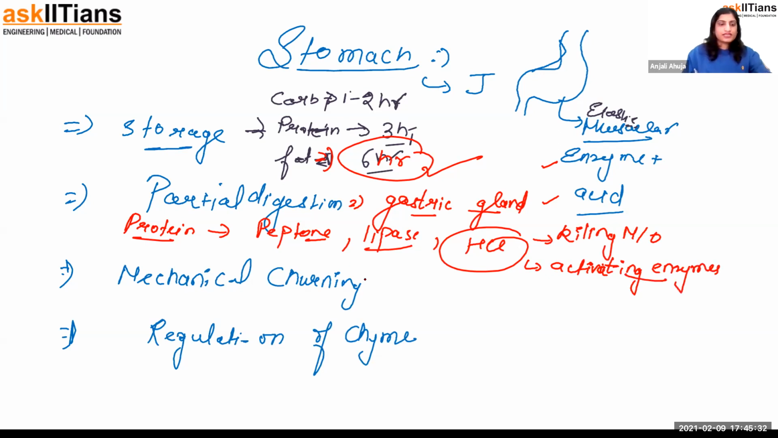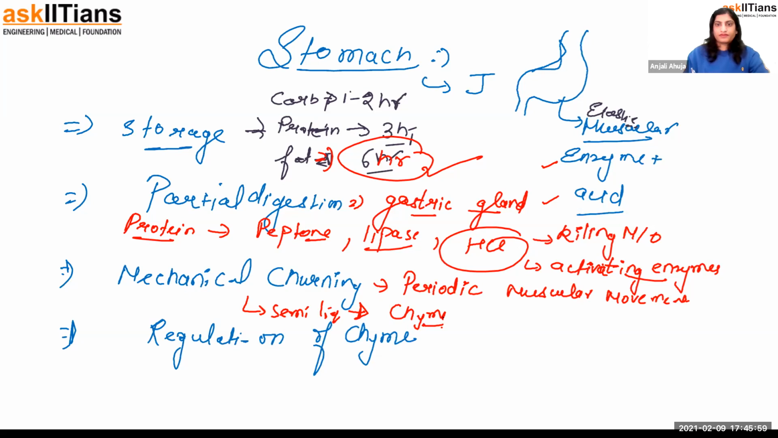Now, mechanical churning means periodic muscular movement in the muscles, which mixes the enzymes with the food. Simple. And then they form a semi-liquid form of the food. We call it chyme. Regulation of chyme means how it takes entry, how it is regulated. See, I am going to show you a diagram of the stomach and I'll explain these parts. You will understand this. Let's see the diagram of the stomach now.